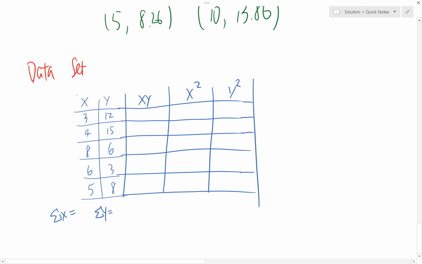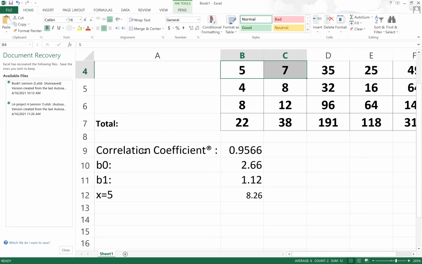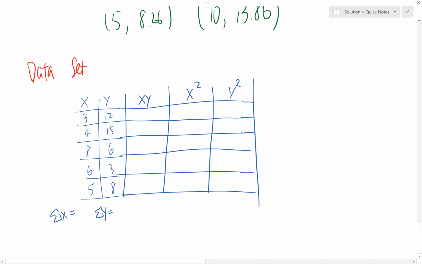I have a question. Definitely, go ahead. Is correlation coefficient the same thing as correlation coefficient R? Yeah, it is the same. Yes, correlation coefficient R. We're using the symbol R to represent it. So yeah, you're totally right. Okay, thank you. Very good.